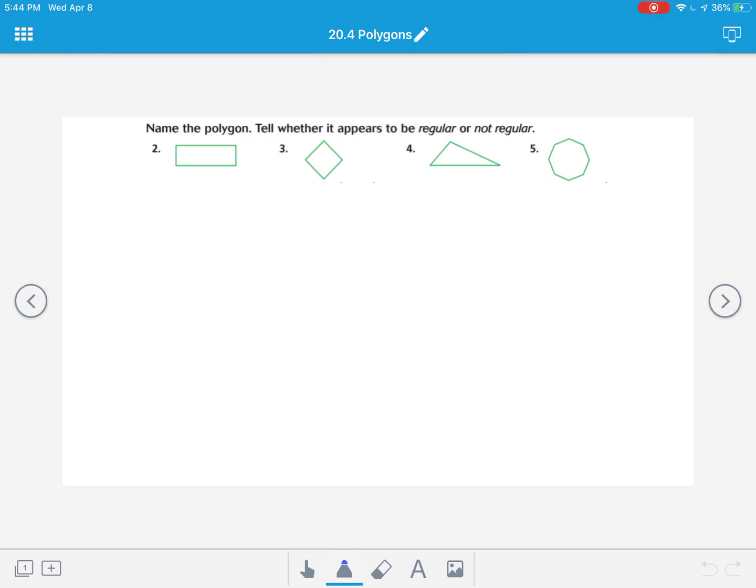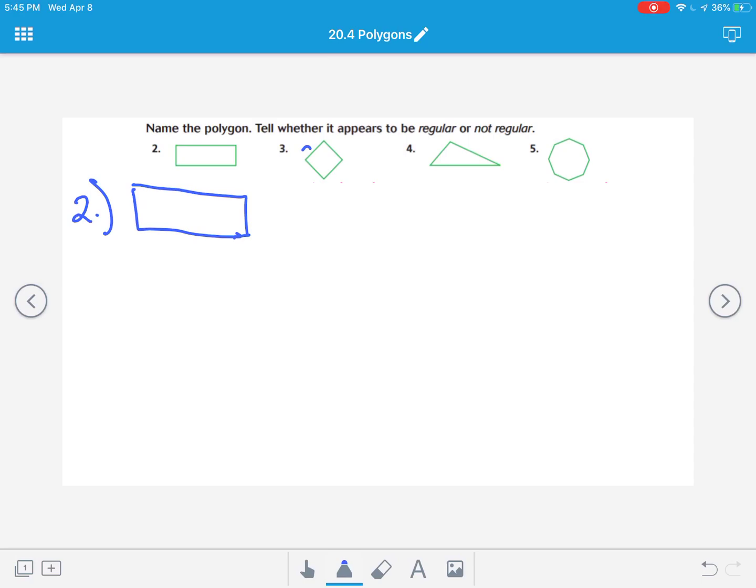All right, let's now take a look and see if these shapes are regular or irregular. So I have a rectangle. I'm going to do my best to draw it straight, but again, remember, just smile, say, "It's okay, Mrs. Kendall." All right, so I have a rectangle. I'm going to do my best to close all the sides. We're going to name the polygon and tell whether it appears to be regular or not regular.